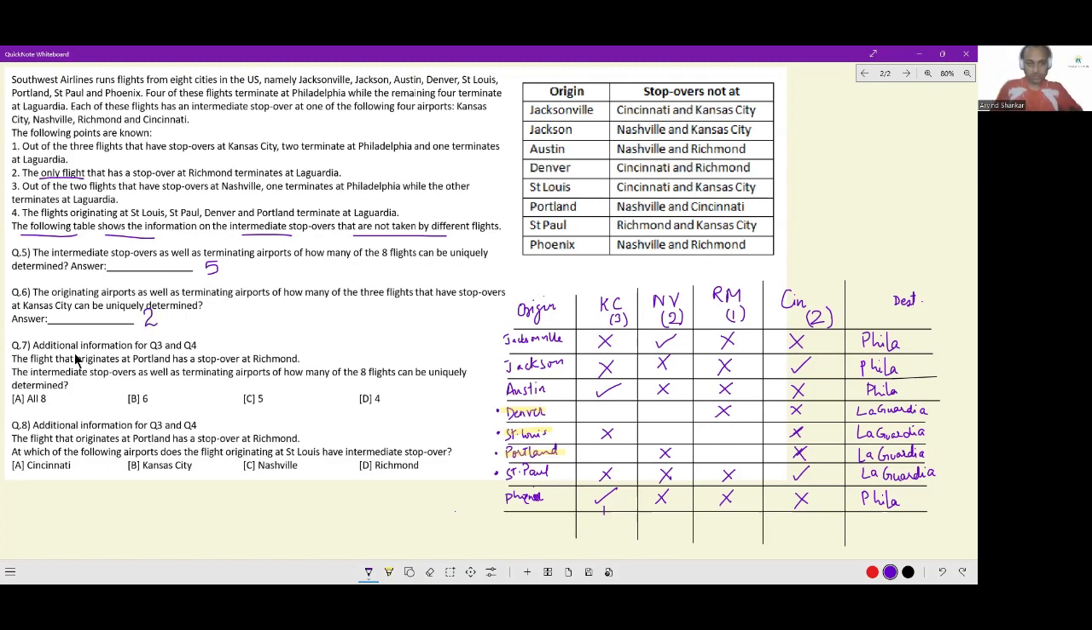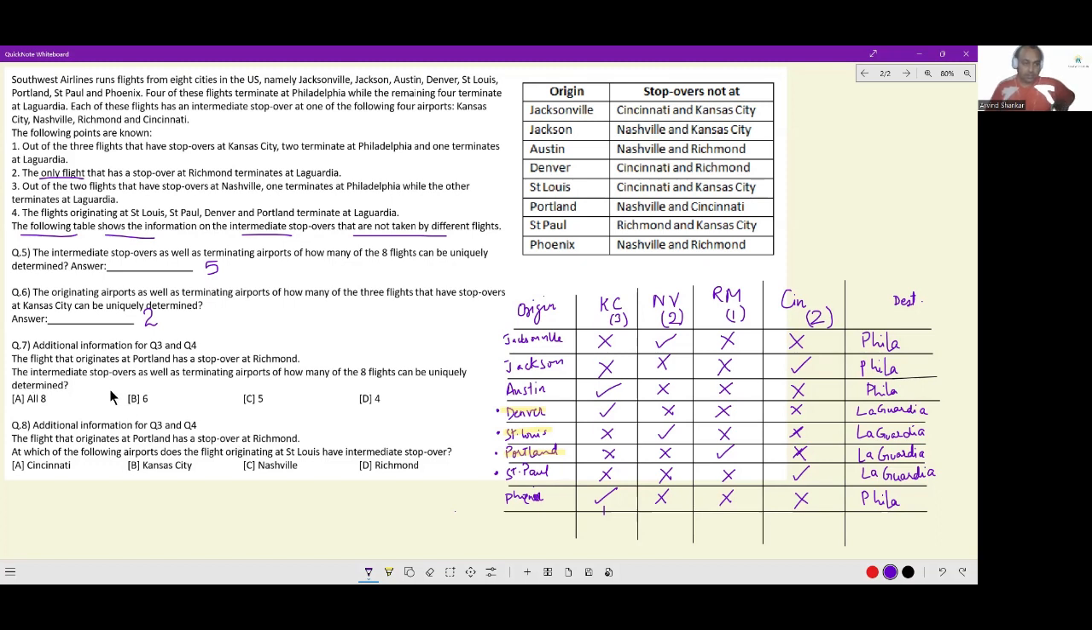Now, question 7. We have additional information for question 3 or 4. Question 7 says, or the additional information says, the flight that originates at Portland has a stopover at Richmond. Okay, so this is Richmond. So this is out. This is out. This is in. This is out. This is in. This entire column, the entire distribution is now known.